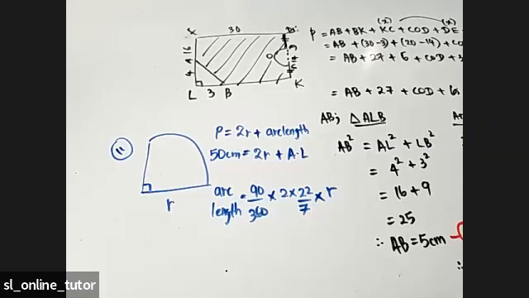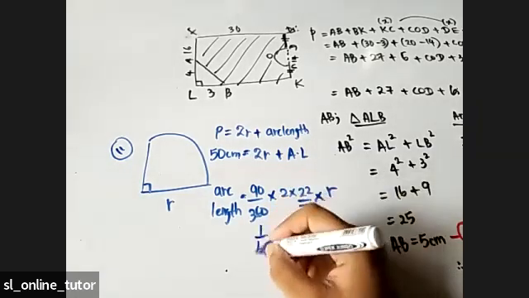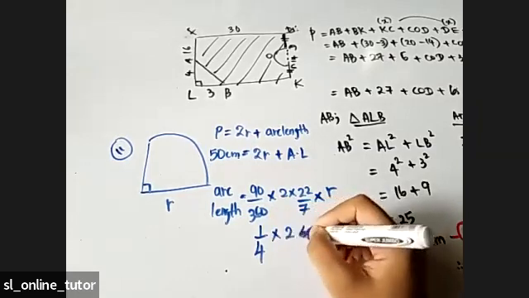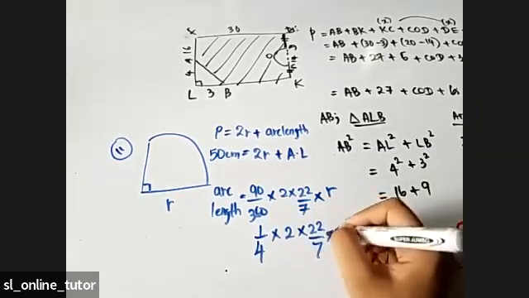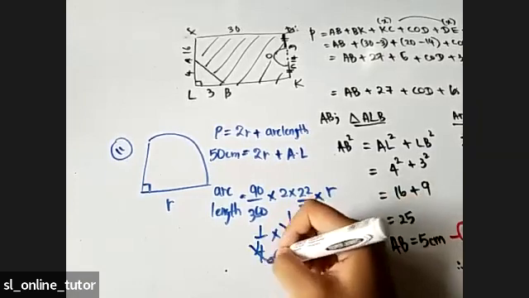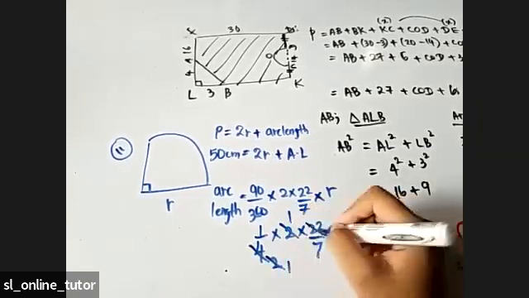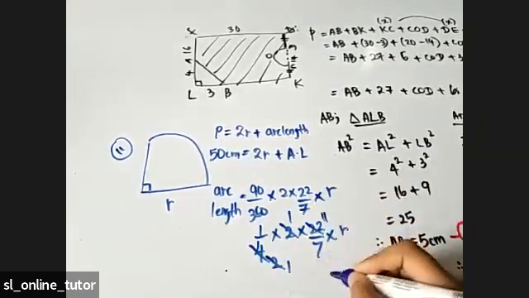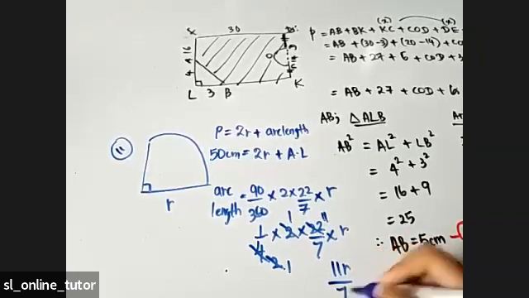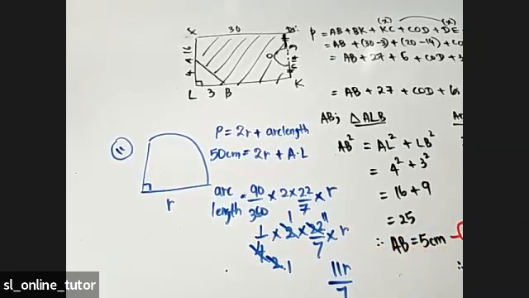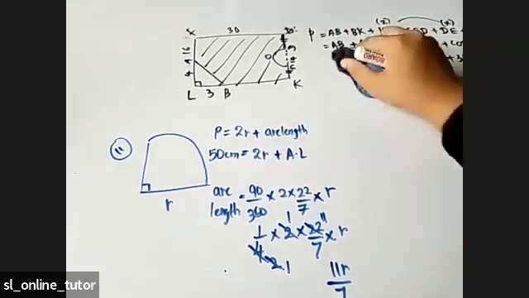So 2πR. Now we'll see 1 upon 4 into 2 into 22 upon 7 into R. 2 times 1, 2 times 2, 2 times 1, 2 times 11. So what is the arc length? You get 11R upon 7. This is the arc length you get. Right. I'll clear this part, the previous question.